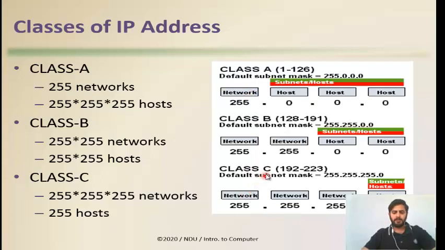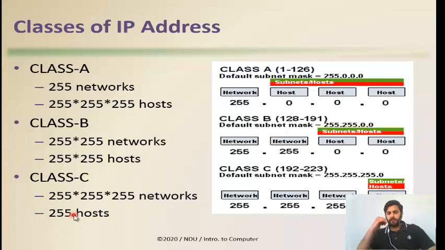Okay, for class C, let's see one example here. I'm running a company working with 50 clients, so what type of IP address suits me? That is our problem here. For 50 clients, class C is going to be very good, because in one class C network you can accommodate 255 hosts.